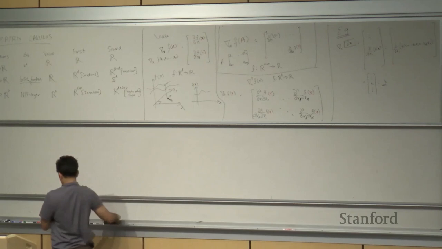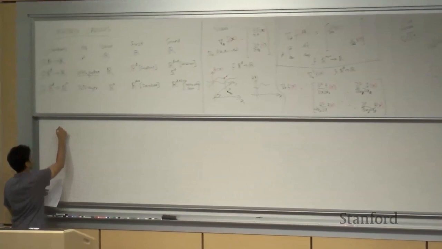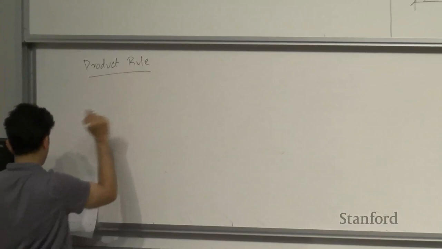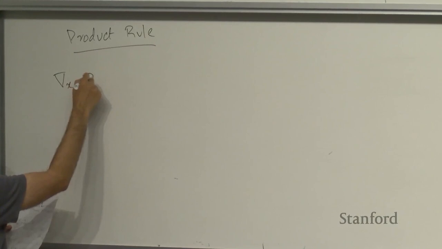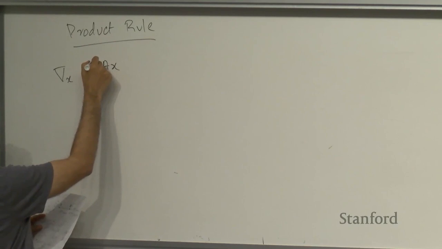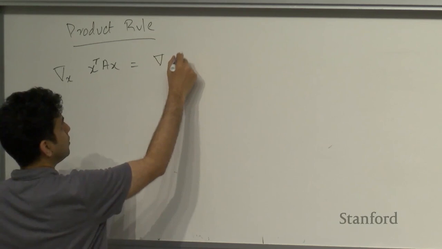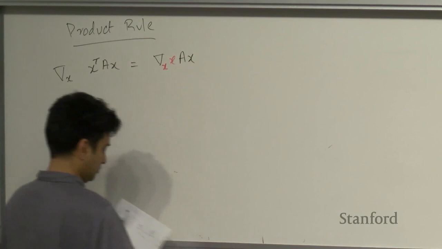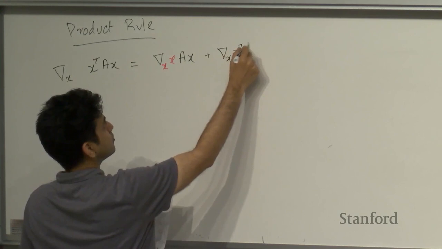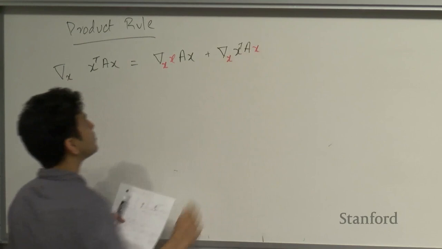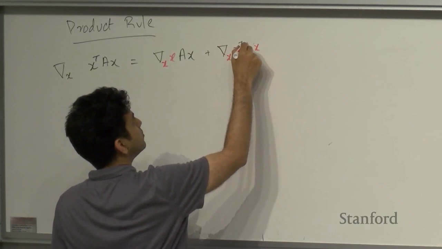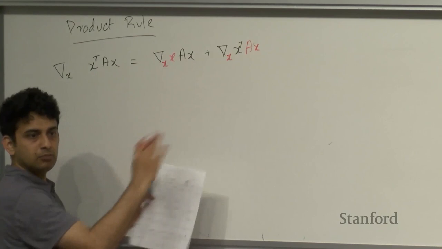And similarly, just like regular calculus, you can apply the product rule. We're going to see just one example of the product rule. So what is the gradient with respect to x of x transpose Ax? Right, we're going to apply the product rule as we know it. So this is going to be the gradient with respect to, I'm going to use two colors, treat it as a product of two things, and apply them differently.